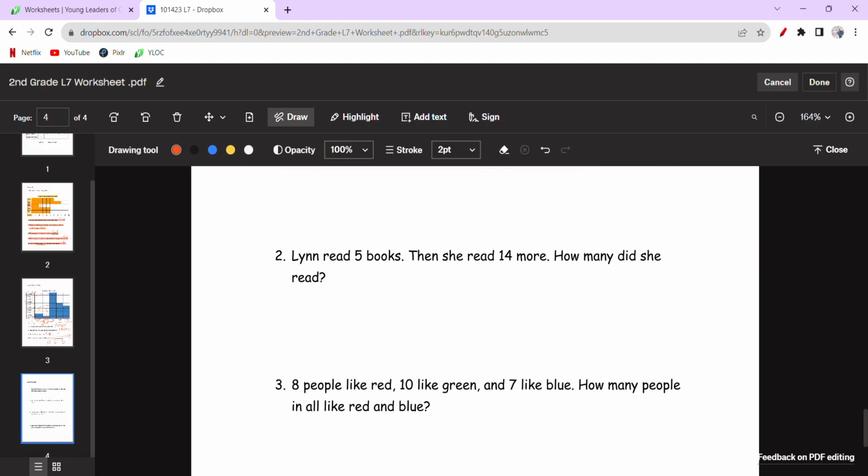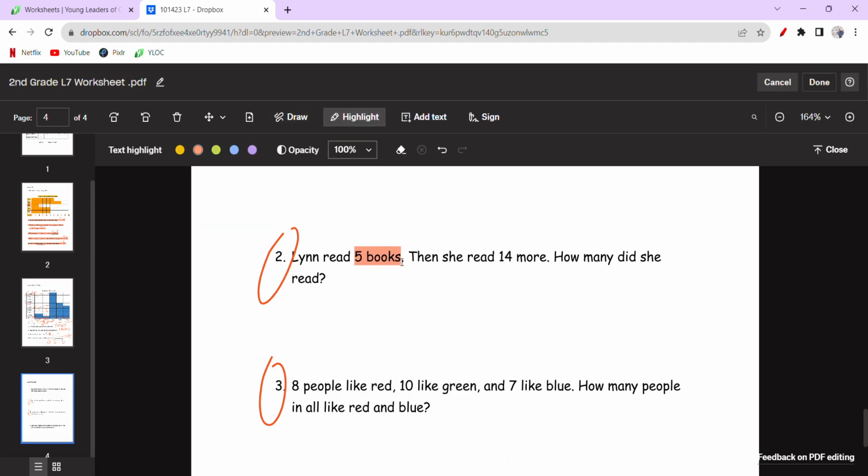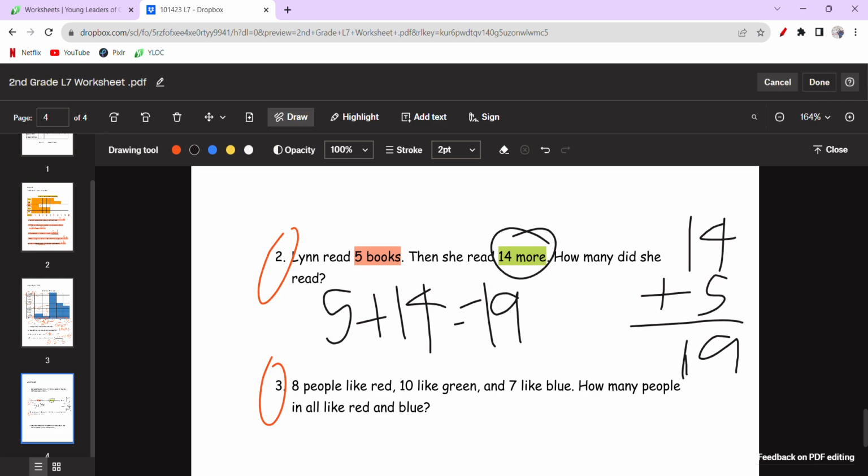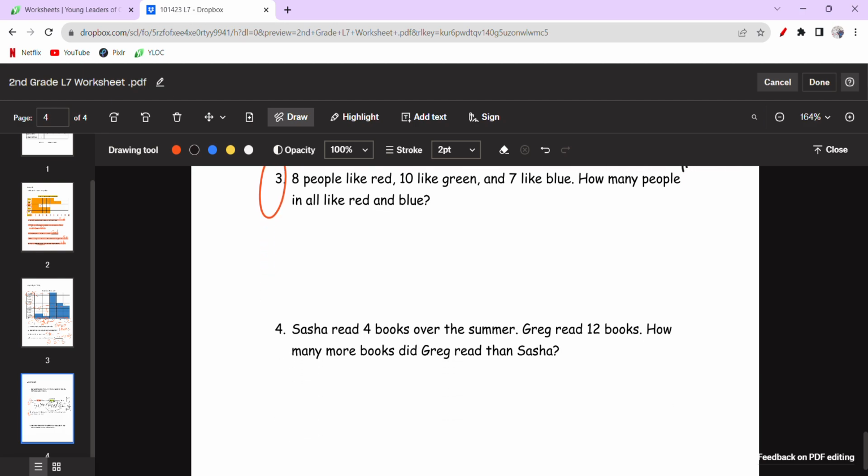Okay, moving on to word problem. Let's try number 2 and 3. Lynn reads 5 books, then she reads 14 more. How many did she read, right? So they're asking for the total, right? So we would do addition here. So she read 5 books and she read 14 more. So we would add this, which will equal 19. So in total, she read 19 books.